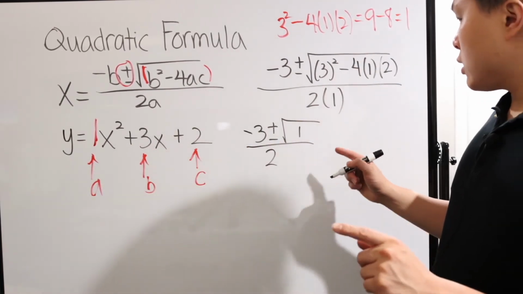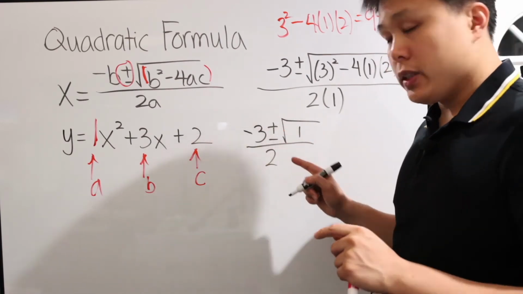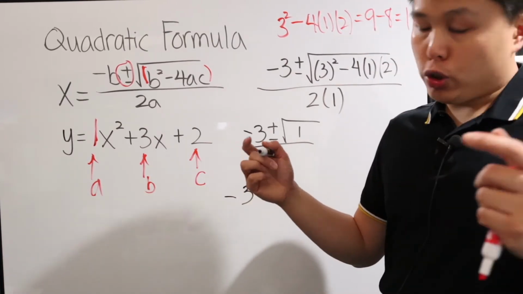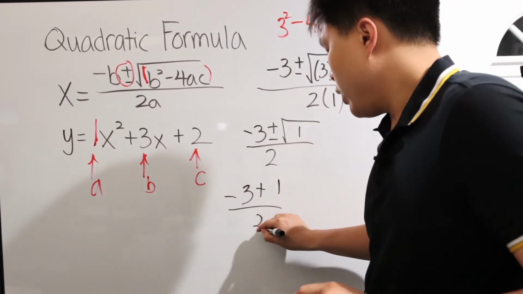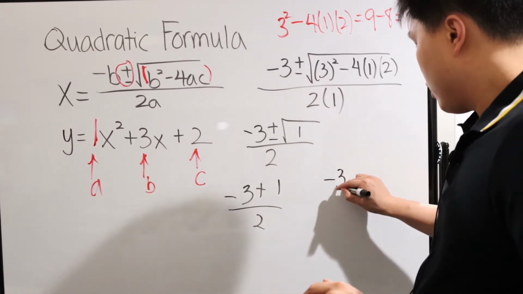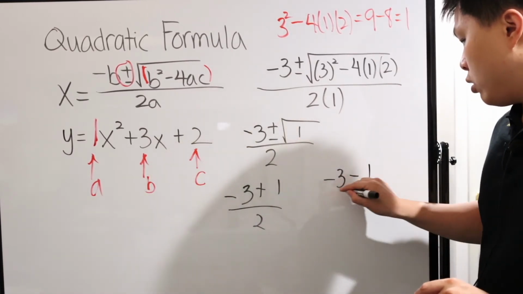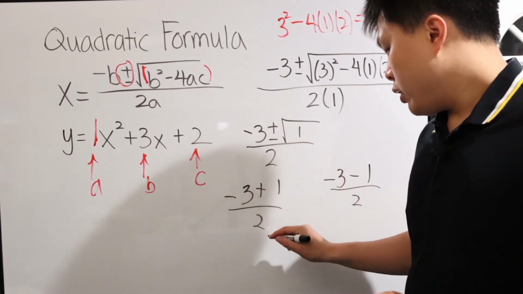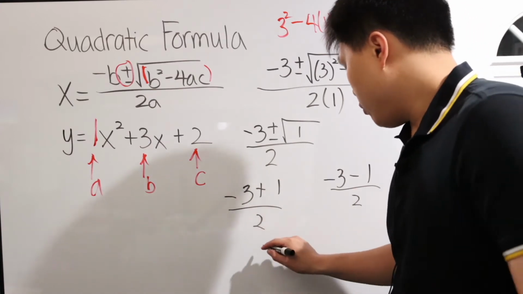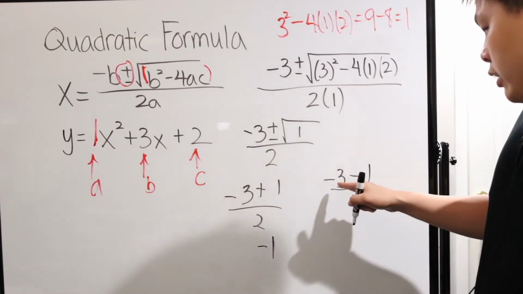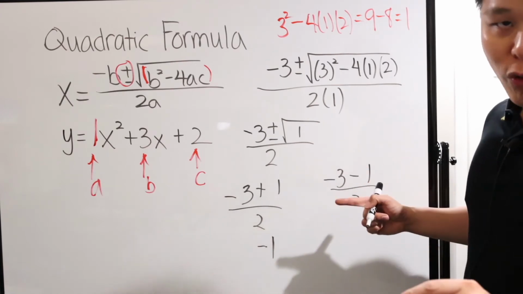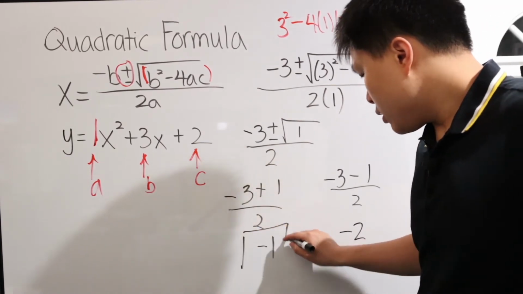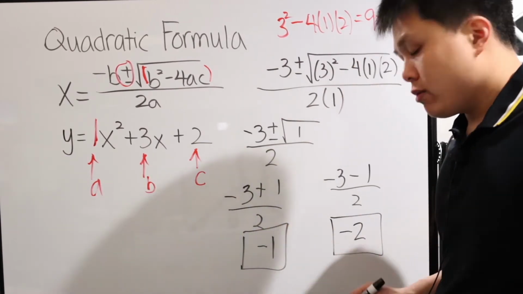So where does this have 2 x-intercepts? The plus and minus, right? You have two situations. Negative 3 plus square root of 1 is just 1, so it's going to be 1 over 2. And the other situation is negative 3 minus 1 over 2. Once we solve that, negative 3 plus 1 is negative 2, negative 2 over 2 is negative 1. So negative 1 is one of them. Negative 3 minus 1 is negative 4, and negative 4 divided by 2 is negative 2. So in this case, these are our 2 x-intercepts.